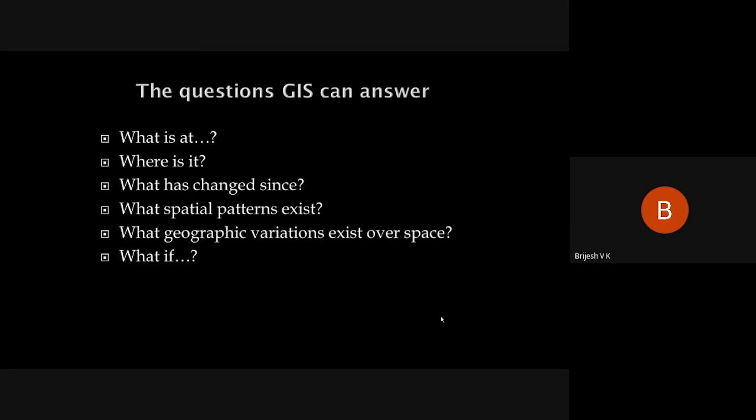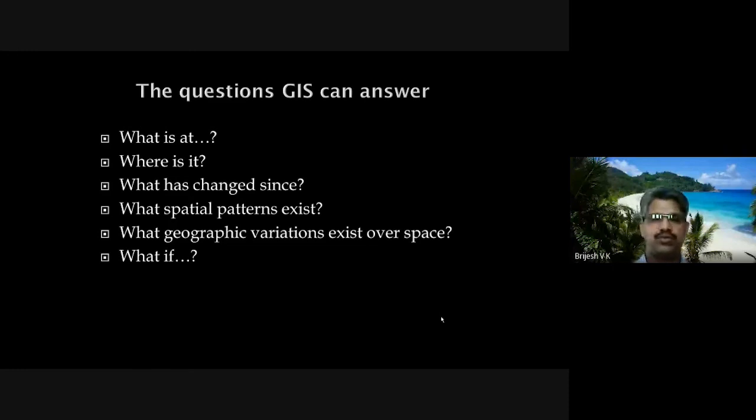Then another thing is, what has changed since? An easy example that you will understand is, suppose you want to analyze what has happened to our coastlines. We talk about sea erosion, whenever the large monsoon or large winds come, we have coastal erosion, the wave attacks. So how far has our coastline changed, say since 2000 or since 1990? What type of changes have taken place? That change we can easily understand by this GIS.